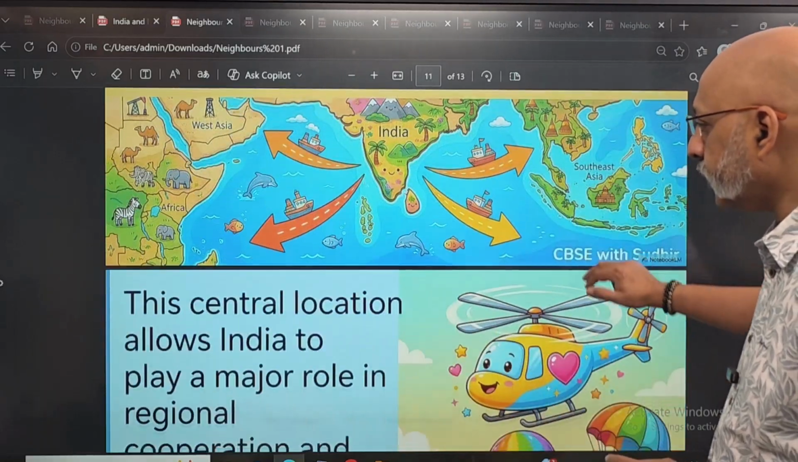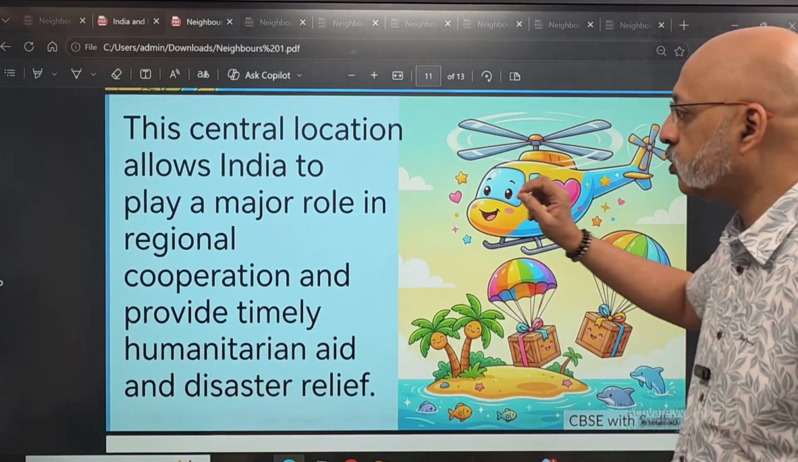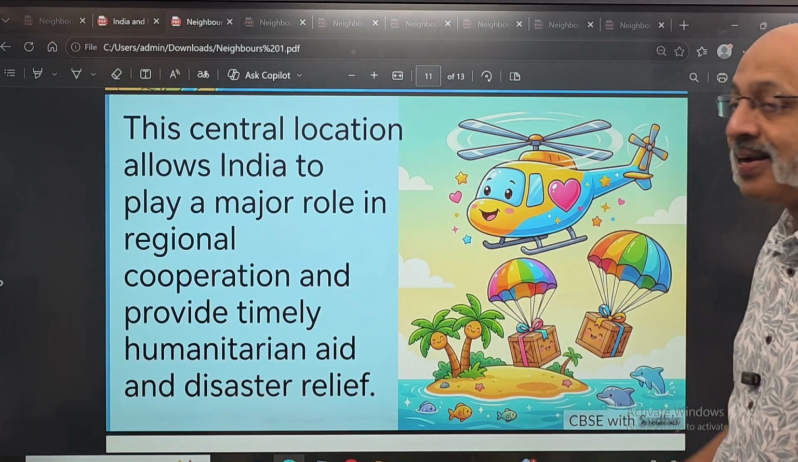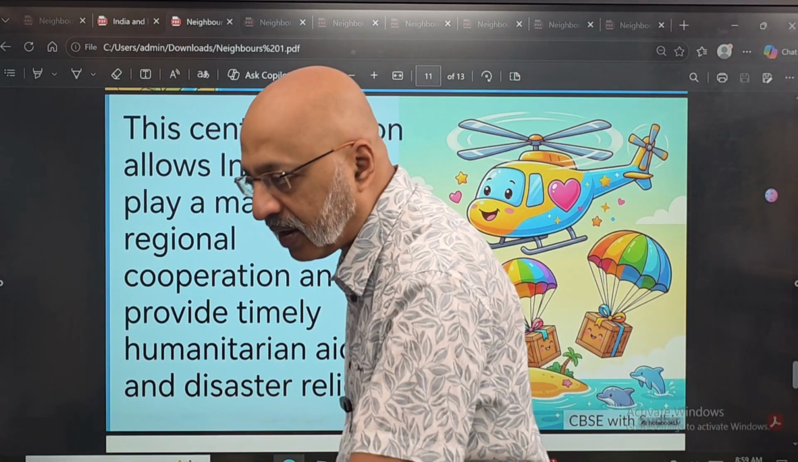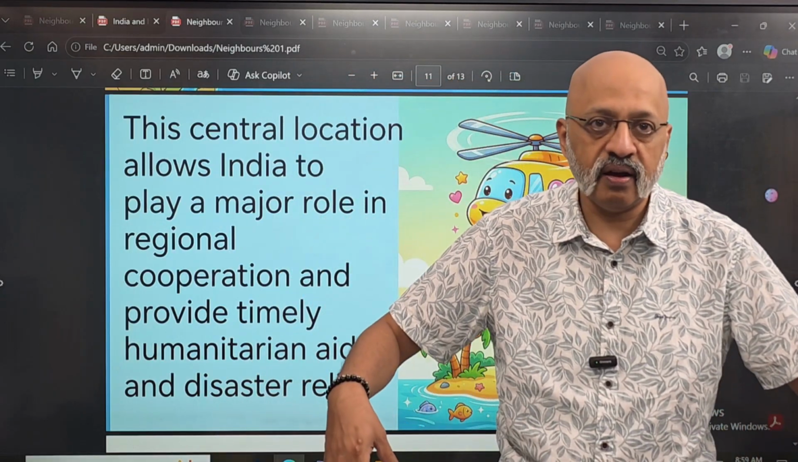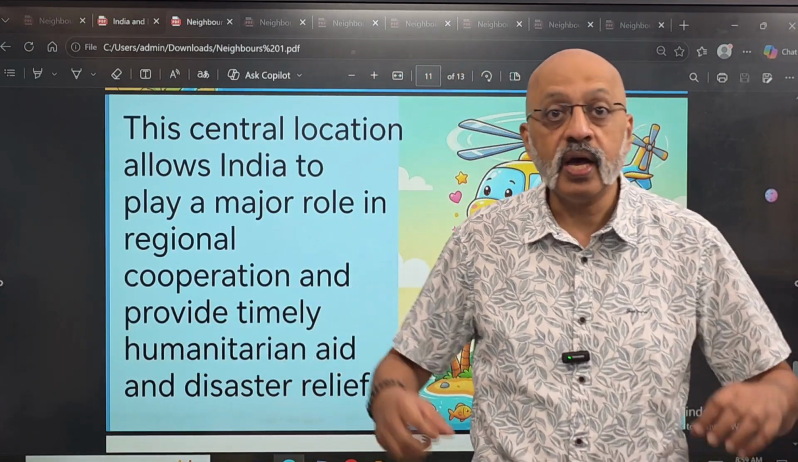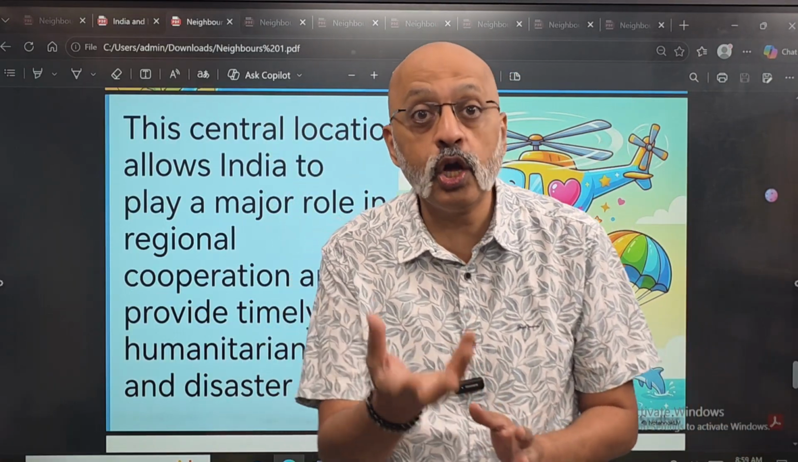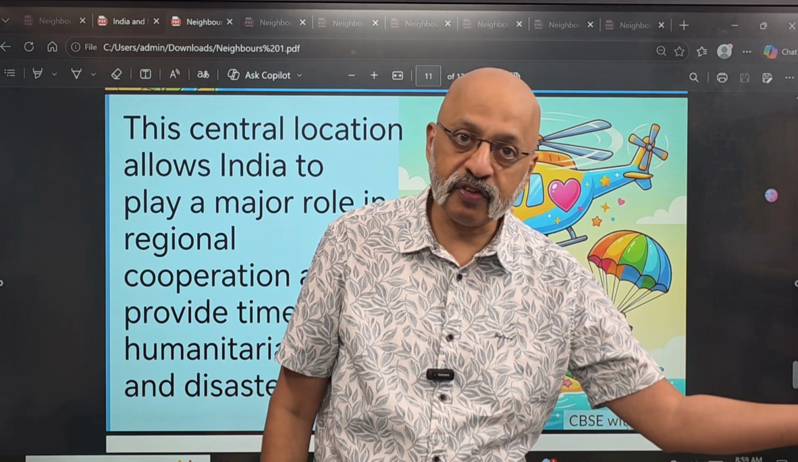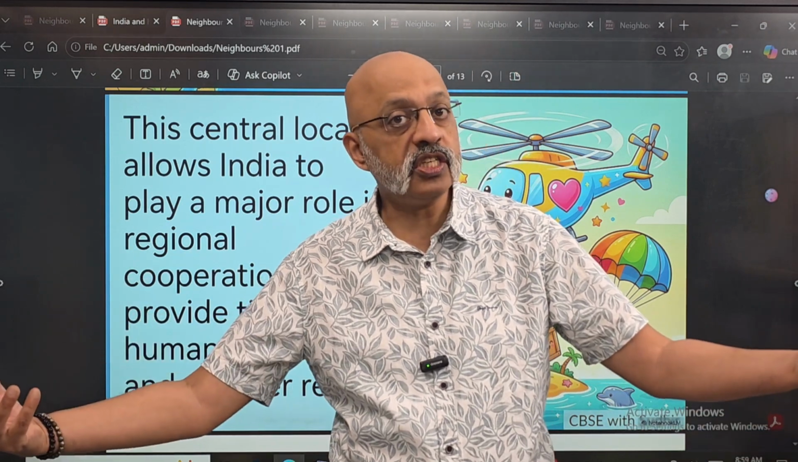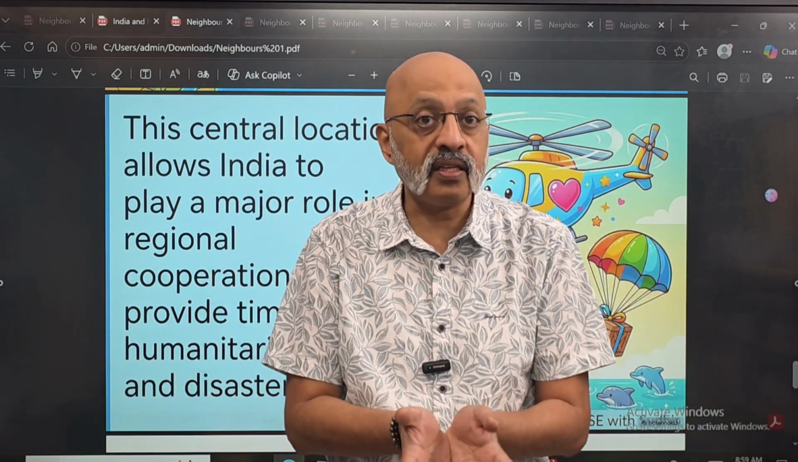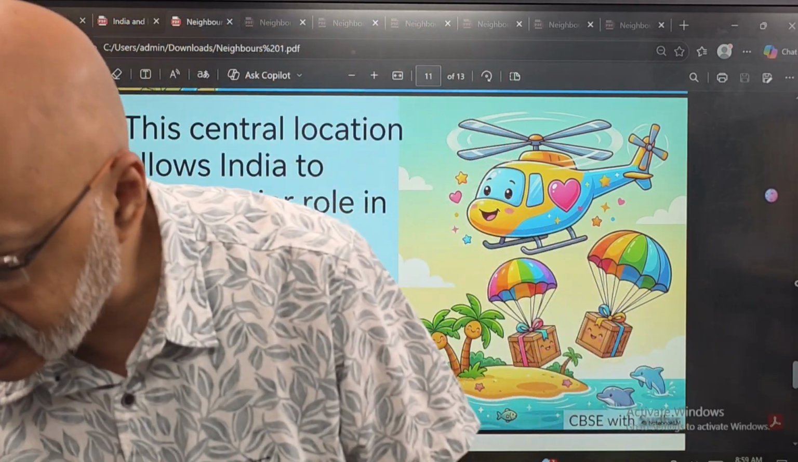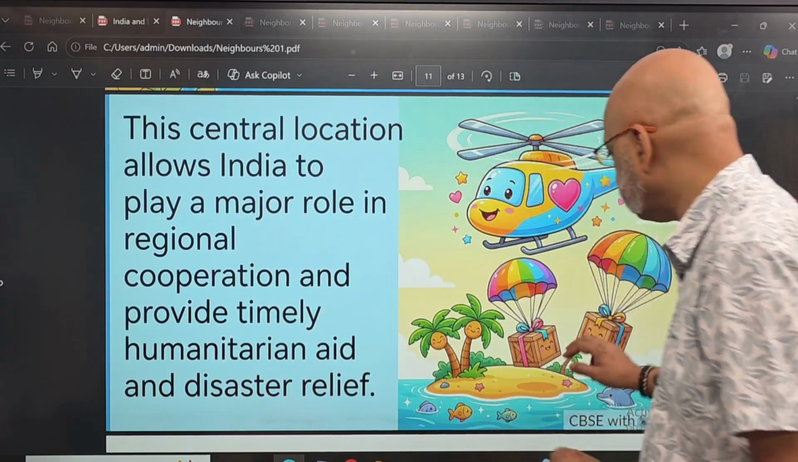Understood? Now, the central location allows India to play a major role in regional cooperation and provide timely humanitarian aid and disaster relief. So if there is any kind of crisis in any of the countries there, let's say Malaysia, let's say Maldives, India can immediately rush help because it is located strategically almost at the center between Africa and the Middle East on one side and Southeast Asia on the other side. Peninsular India is located very strategically at the center, right? I hope this is very clear.